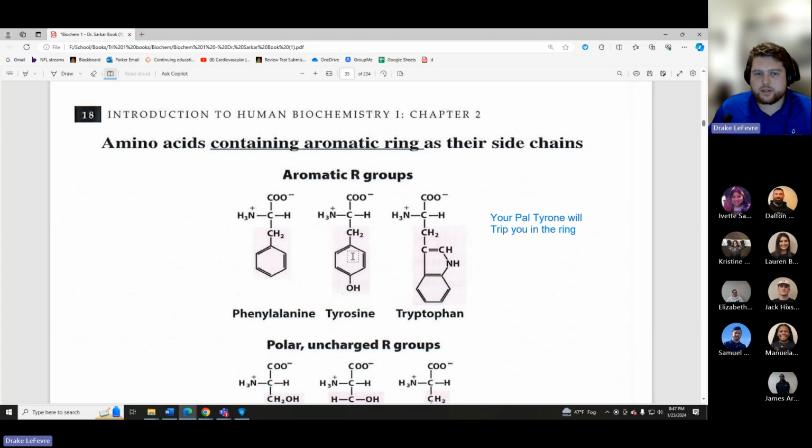Aromatic R groups. These are our ring structures. They contain an aromatic ring structure. The mnemonic to remember this one is: your pal Tyrone will trip you in the ring. Pal is phenylalanine, trip is tryptophan, and Tyrone is tyrosine. I mix these up a lot. These are the ones they'll give you when you get to boards as well.